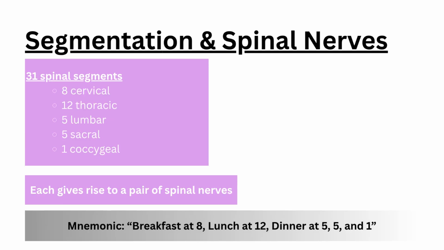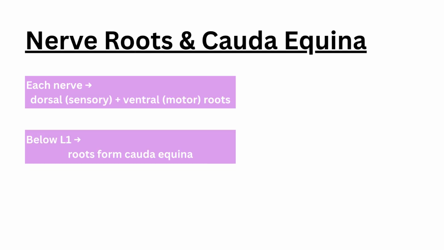The spinal cord is divided into 31 segments, each giving rise to a pair of spinal nerves: 8 cervical, 12 thoracic, 5 lumbar, 5 sacral, and 1 coccygeal. Use the classic mnemonic: breakfast at 8, lunch at 12, dinner at 5, 5, and 1. Each spinal nerve arises from a dorsal sensory root and a ventral motor root.